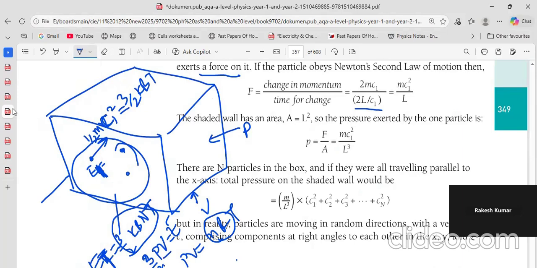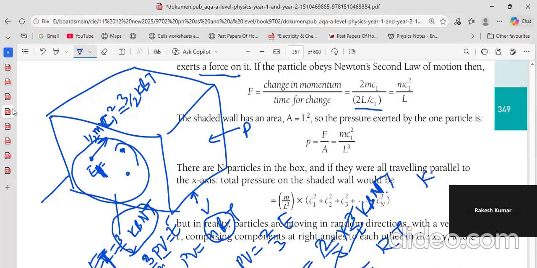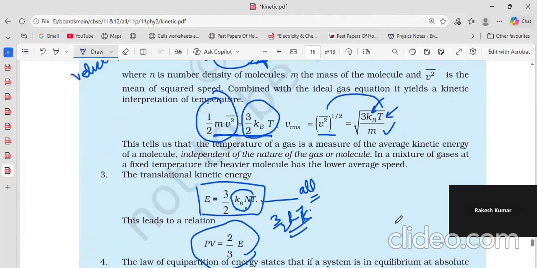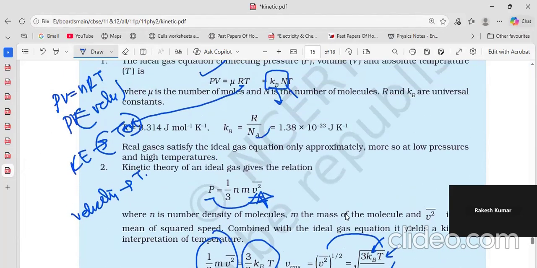If I write PV is equal to 2 by 3 E, then E is 2 by 3 into 3 by 2 kB NT. So this will become kB into N is RT. And kB is R by N Avogadro. He's showing this here, he's saying kB is R by NA.